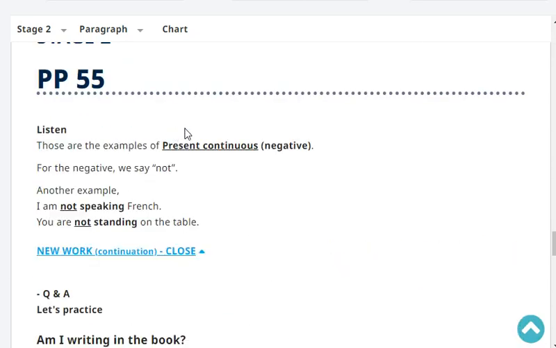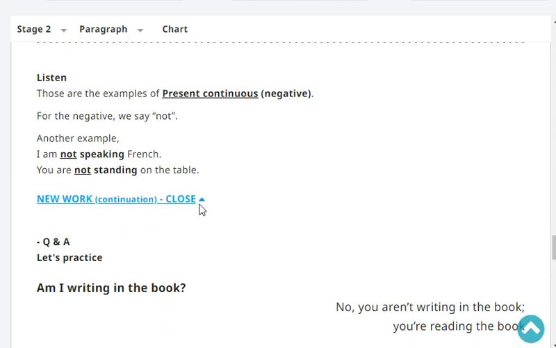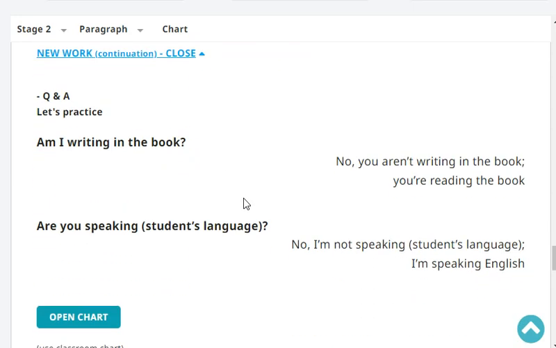Okay. Listen, those are examples of present continuous negative. For the negative, we say not. For example, I am not speaking French. You are not standing on the table. Okay, because you're not doing it. Let's practice. Okay, here we go.